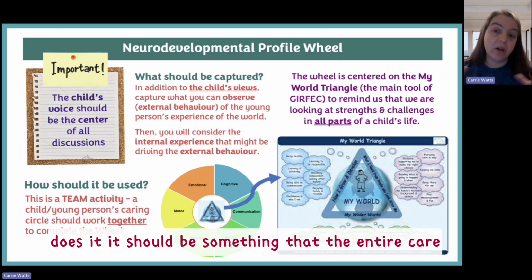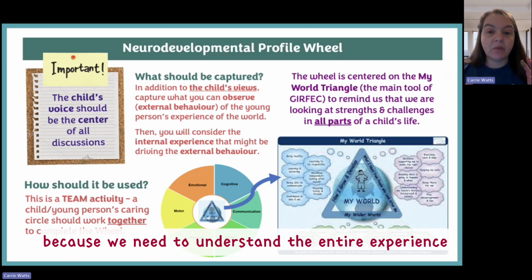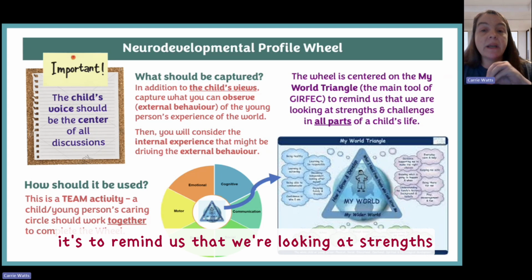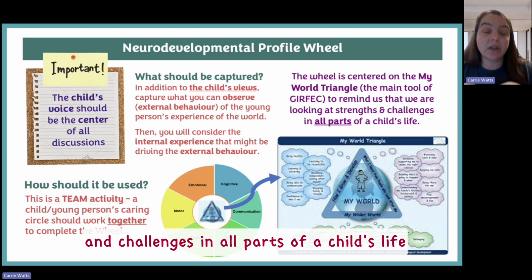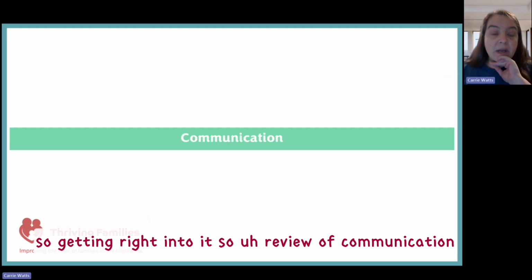It should be something that the entire care circle around that young person does together, because we need to understand the entire experience. And that's why the My World Triangle sits at the center of the tool. It's to remind us that we're looking at strengths and challenges in all parts of a child's life. So getting right into it.